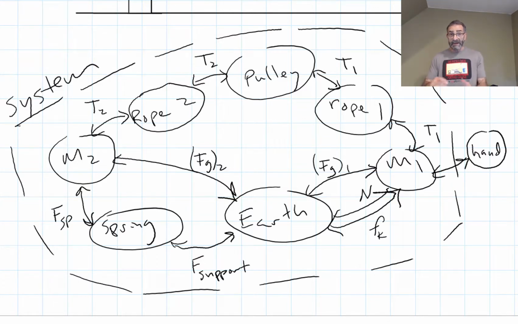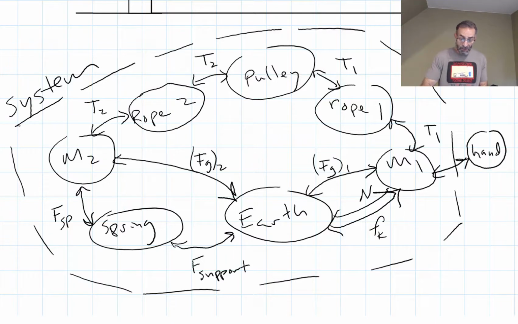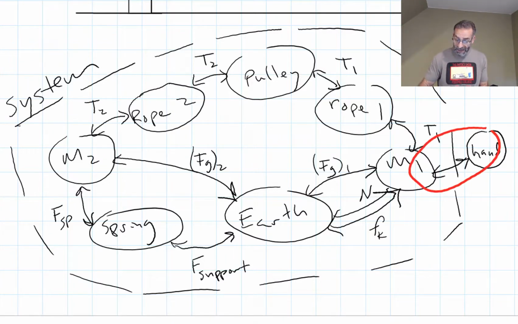The ropes that are in my system, both ends of the ropes are in the system. I include those. The spring, the earth, I include those. But I have a hand reaching across. I treat that as an external force right here. I have an external force crossing my system boundary.